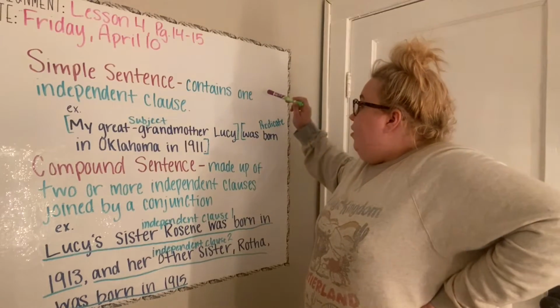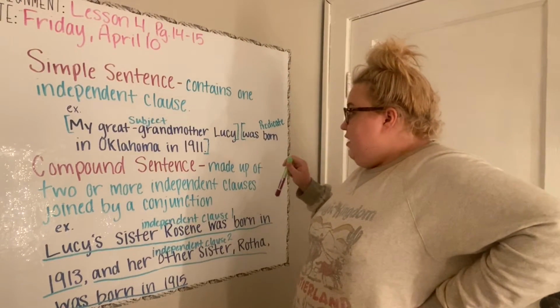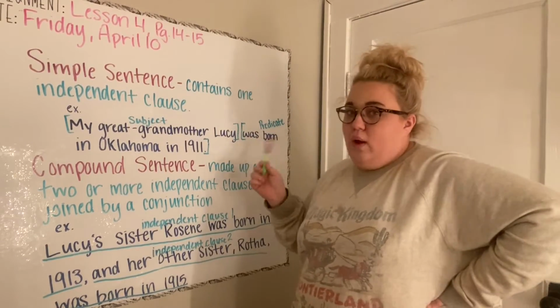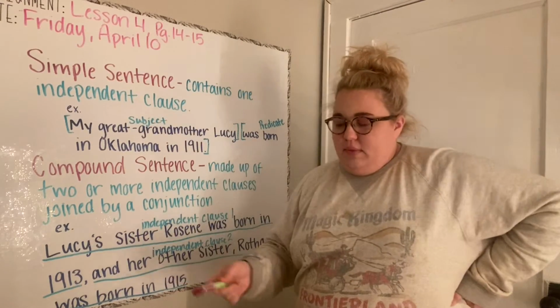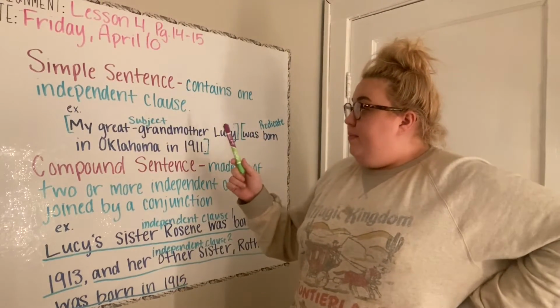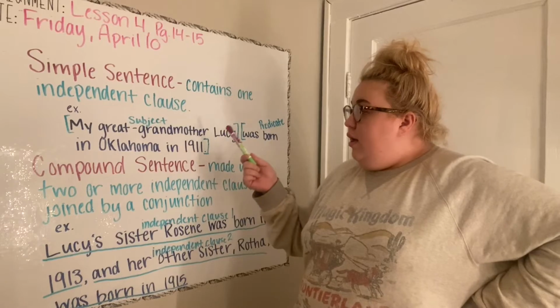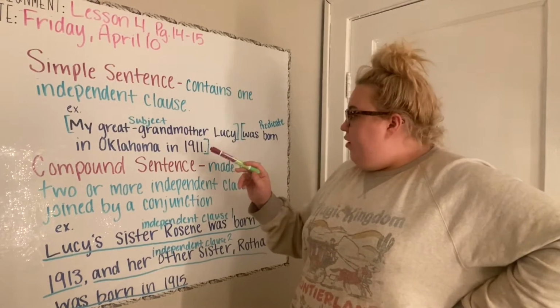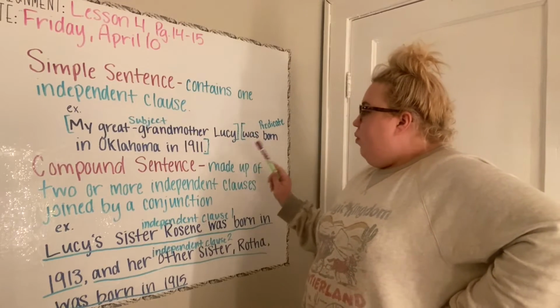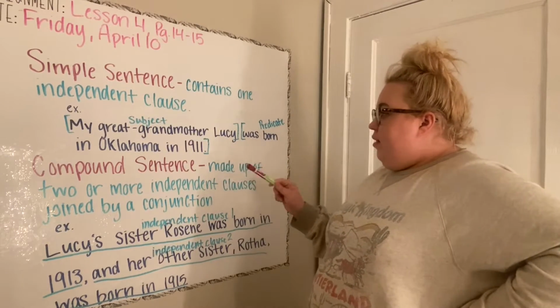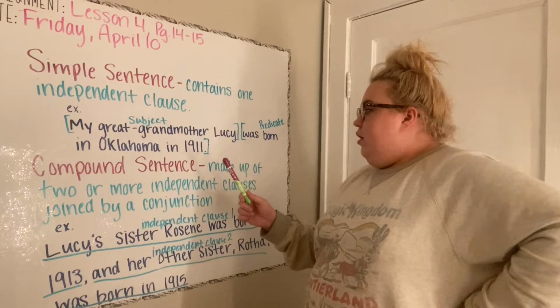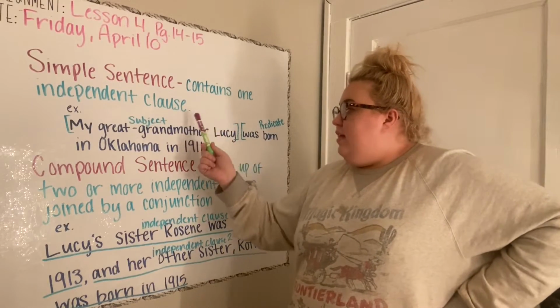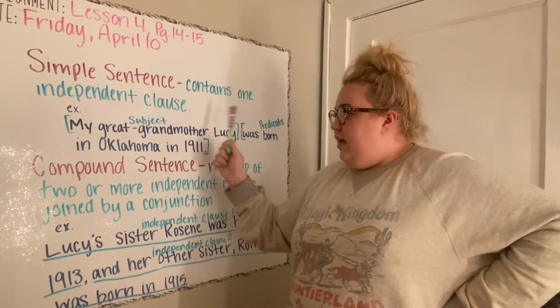So now we're going to take a look at simple and compound sentences. So a simple sentence contains one independent clause. That's it. So the example that your worksheet provides is it says, my great-grandmother Lucy was born in Oklahoma in 1911. My great-grandmother Lucy was born in Oklahoma in 1911 is an independent clause. It stands on its own.